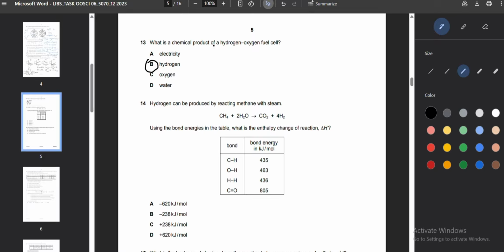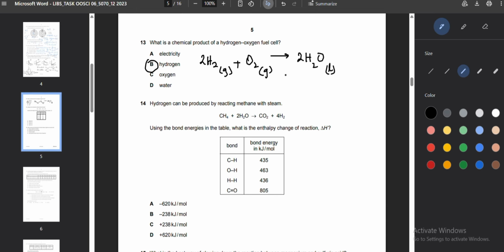The overall reaction for hydrogen oxygen fuel cell is that hydrogen gas reacts with oxygen gas and the product is water. This water that is produced is condensed and then it is used for drinking purposes by the astronauts.